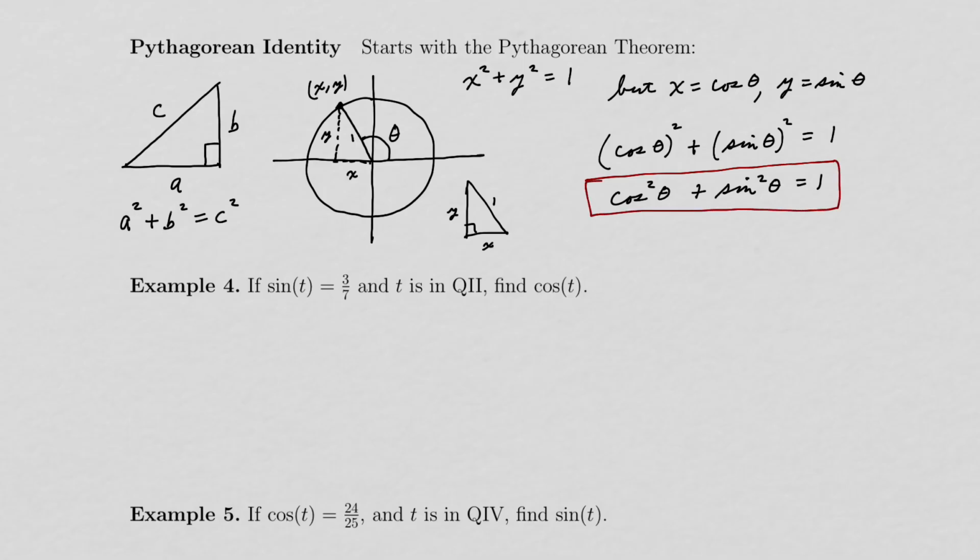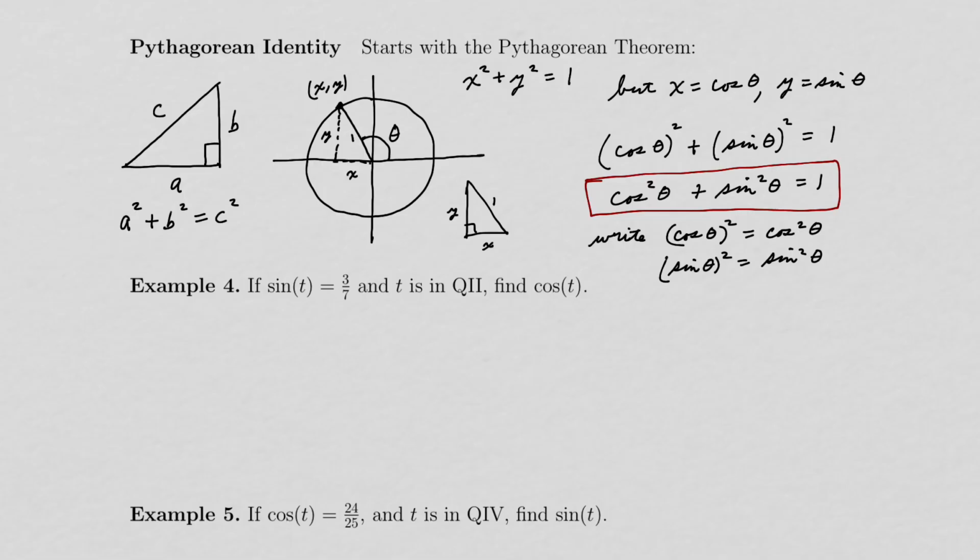But let me just remind you, you're going to write cosine of theta all squared. The shorthand notation is cosine squared of theta. They mean exactly the same thing. And same thing with sine. If I do sine of theta squared, that's sine squared of theta. Okay, that's how you want to interpret it.